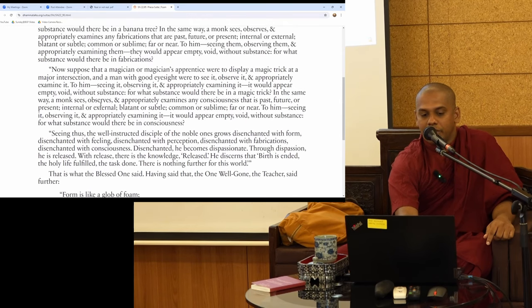In the same way, a monk sees, observes, and appropriately examines any consciousness that is past, future, present, internal, external, latent, subtle, common, sublime, far and near. These are the eleven kinds of dimension, the eleven kinds of thoughts. To him, seeing it, observing it, appropriately examining it, it would appear empty, void, without substance. For what substance would there appear in consciousness?